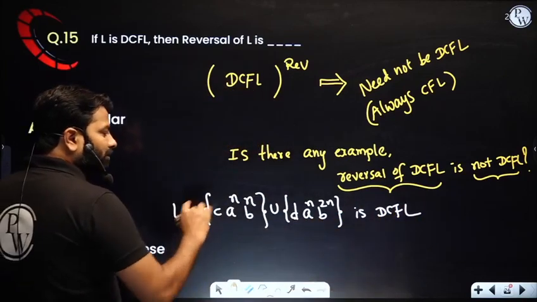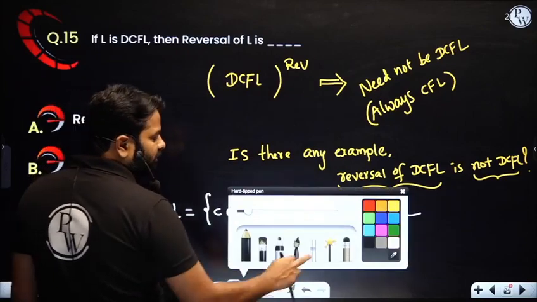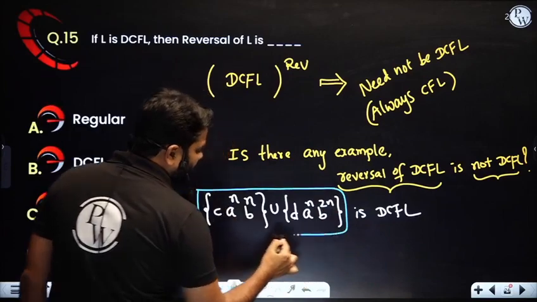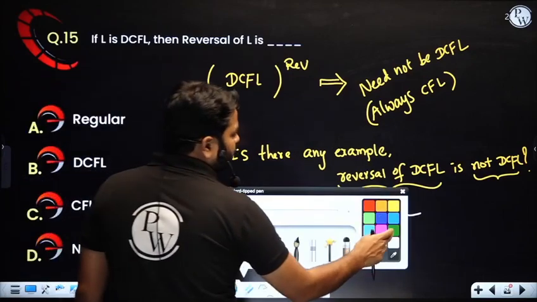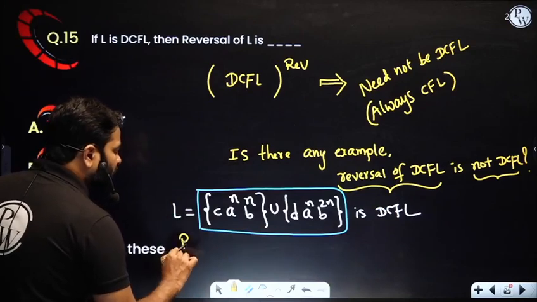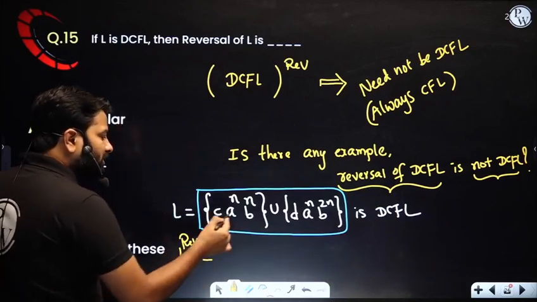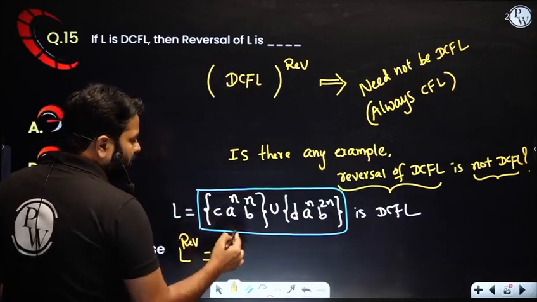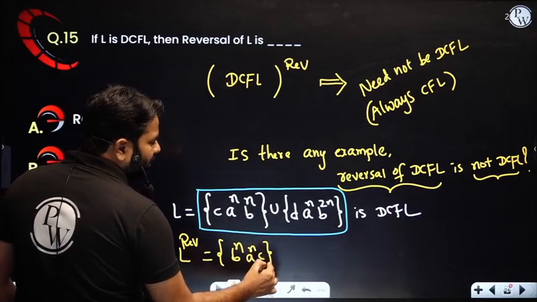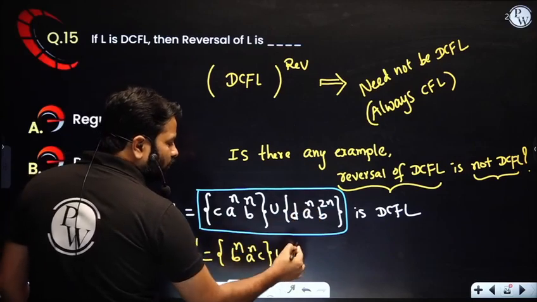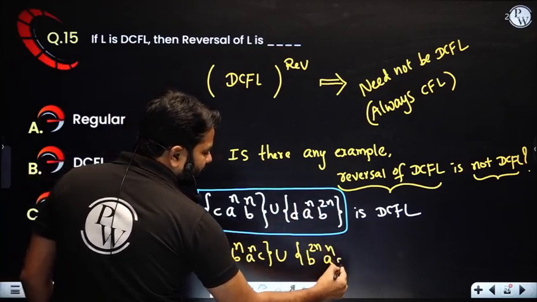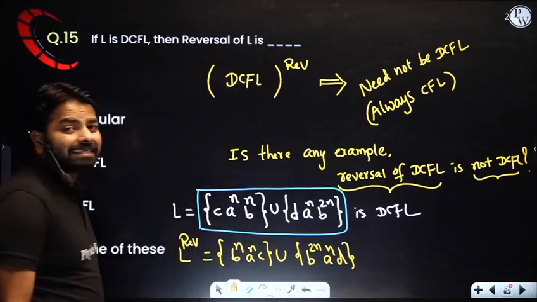This is the complete language I am talking about. It is one language, right? Do not assume two languages. Now I am doing the reversal. Perform the reversal on this language. What happens? These strings reverse to B power n, A power n, C, union these strings, which also reverse: B power 2n, A power n, D. Now will it be DCFL?